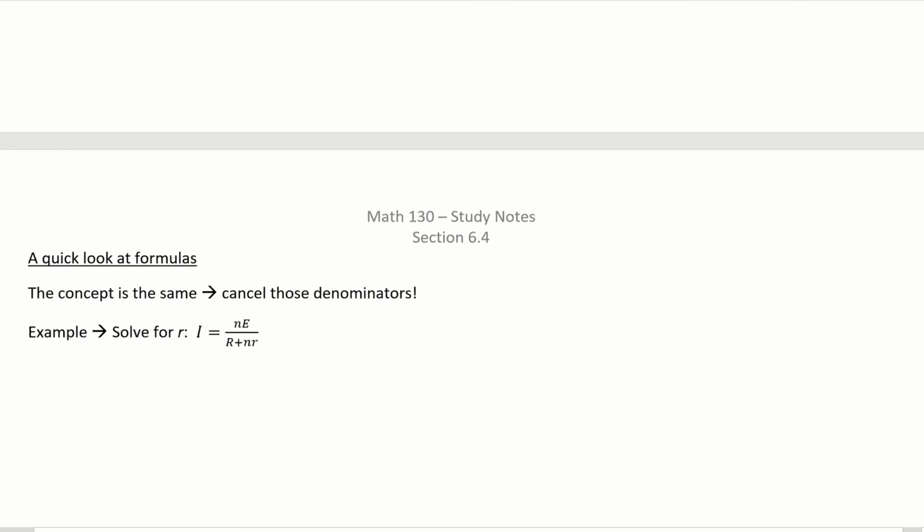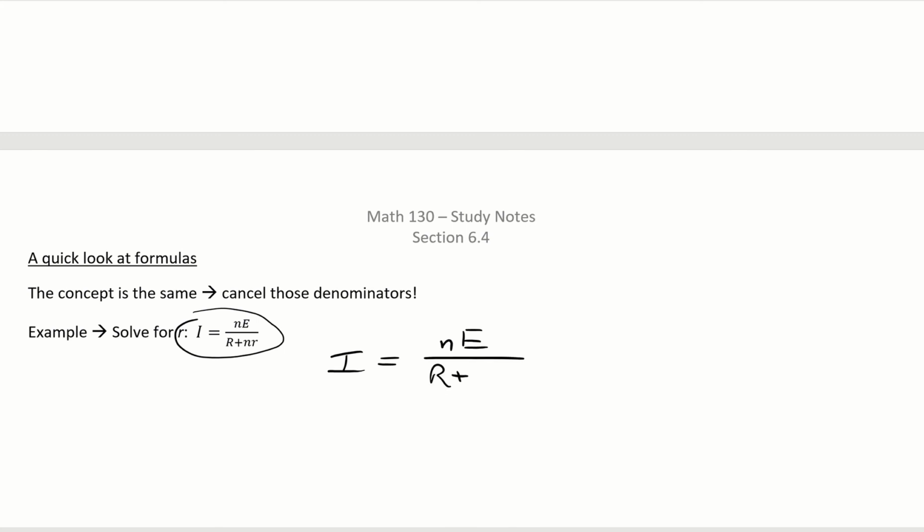Also in this section, they decide to plague us with formulas. And I'm going to do a couple of these problems. I stole them right out of the book. So let's write it bigger. I is equal to the fraction n times capital E all over capital R plus. If you want to pause, you can pause right now. Totally fine. But look what it's saying.